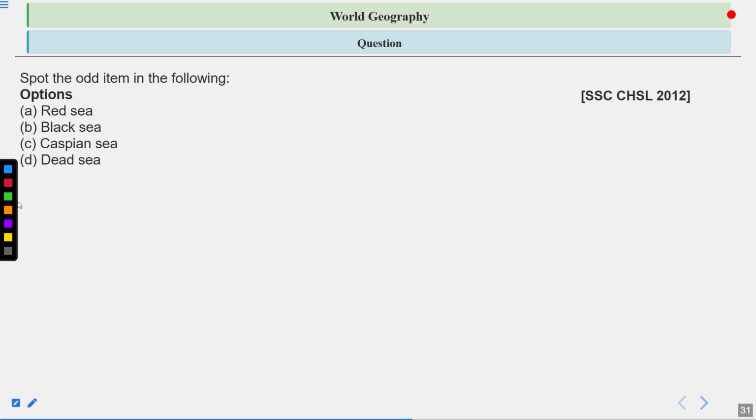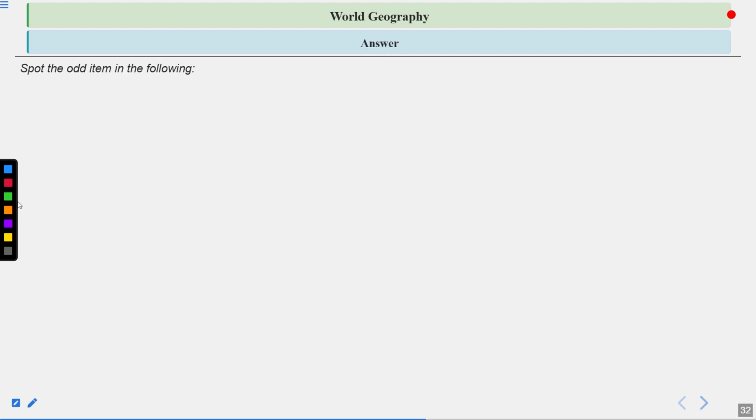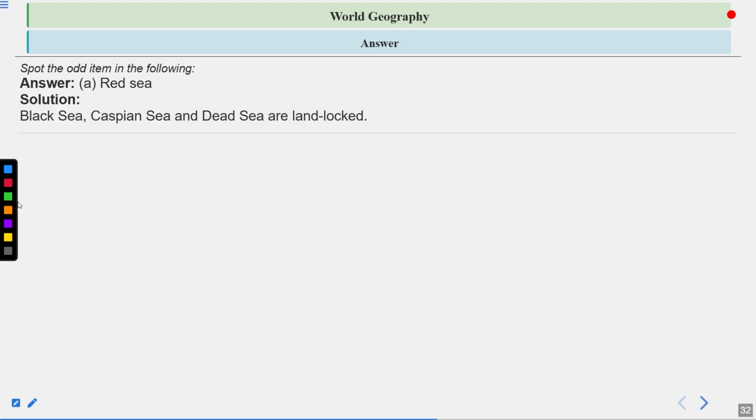Spot the odd item in the following: Red Sea, Black Sea, Caspian Sea, or Dead Sea. So the odd item is A, that is Red Sea. Black Sea, Caspian Sea, and Dead Sea are landlocked. And Red Sea, whereas, has an opening mouth. On one side, it connects to the Arabian Sea, and on the other, through the Suez Canal, it connects to the Mediterranean Sea.